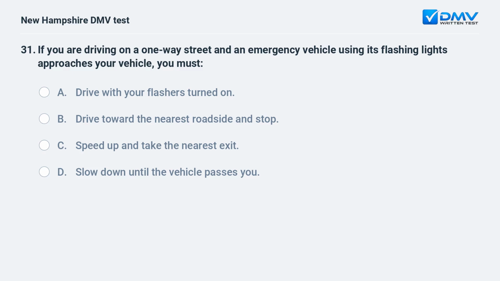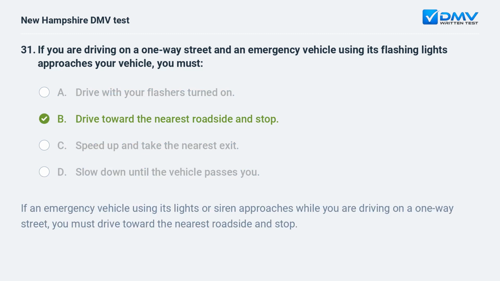If you are driving on a one-way street and an emergency vehicle using its flashing lights approaches your vehicle, you must A. Drive with your flashers turned on. B. Drive toward the nearest roadside and stop. C. Speed up and take the nearest exit. D. Slow down until the vehicle passes you.